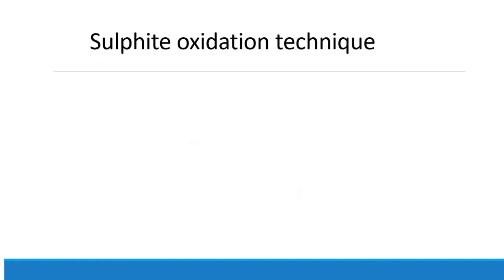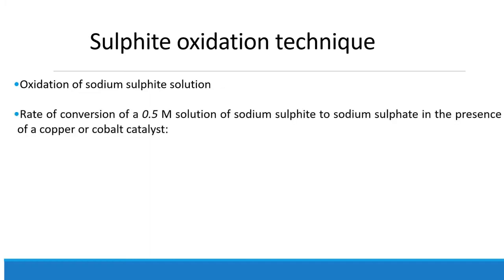This is one of the oldest methods and is referred to as the chemical method. The method is based on the chemical oxidation of sodium sulfite to sulfate by the dissolved oxygen in the presence of copper or cobalt as catalyst. In this method, the sodium sulfite is oxidized by sparging oxygen for a known period of time with agitation.